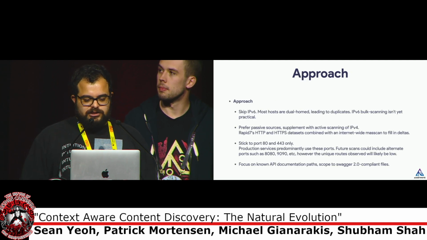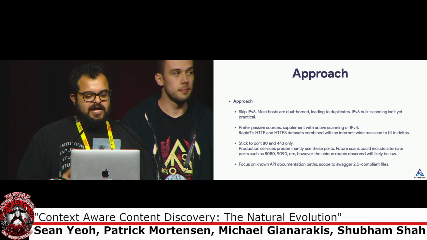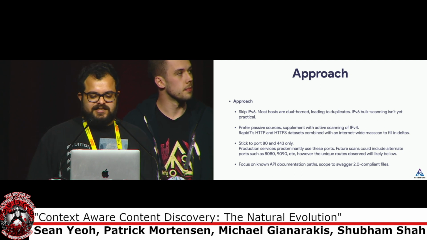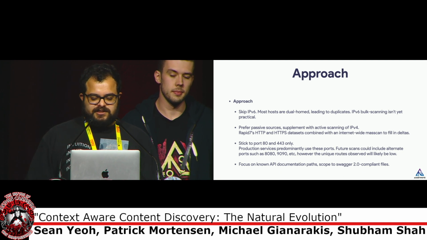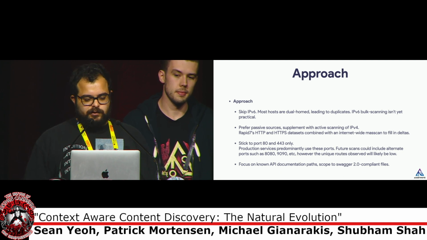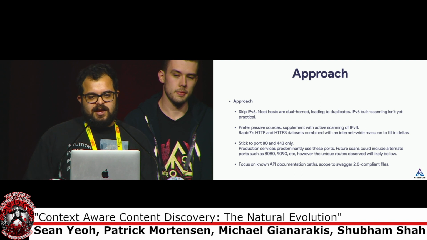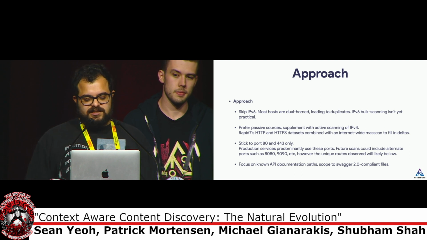And our approach was something like this. We skipped IPv6 because we're not going to be scanning that many IPv6 addresses, and technology is not there yet to be able to scan that many addresses. We preferred passive sources to supplement our data. So we used the Rapid7 HTTP and HTTPS datasets combined with an internet-wide mass scan to fill in the deltas.